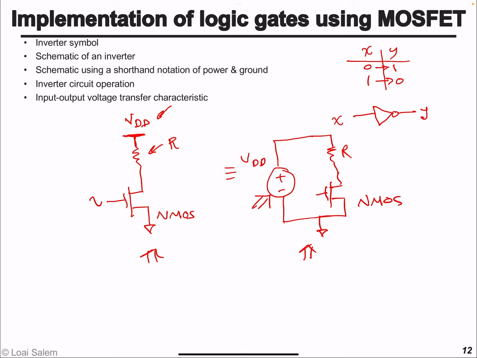Then we have the input X for the gate. The output is taken from the drain terminal of the transistor. So this is the drain, this is the source, this is the gate, and this is going to be the output of the inverter Y. So how does it work? Well, if the input voltage is less than the threshold voltage of the transistor, we expect that the transistor is going to be open circuit.